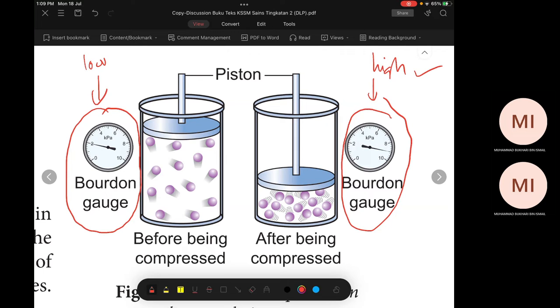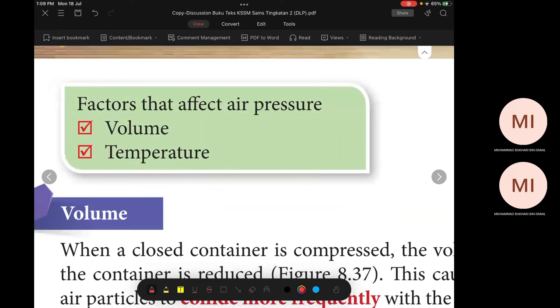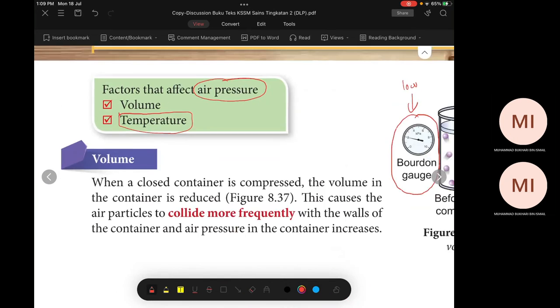Understand or not? So from here we can say that gas pressure depends on what? Volume. Depends on the volume of the container. Okay, that is the first factor which affects air pressure. What about the second factor? The other one is temperature.